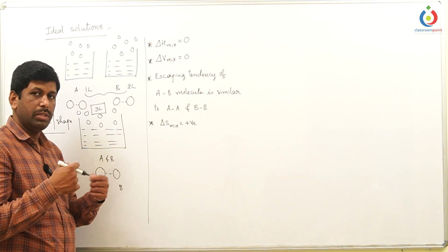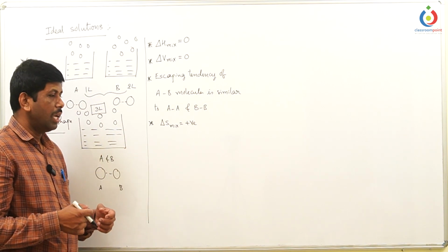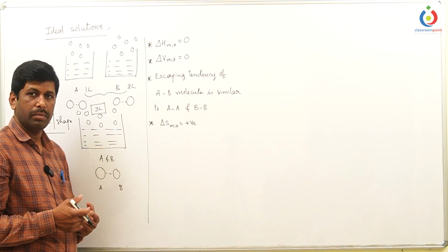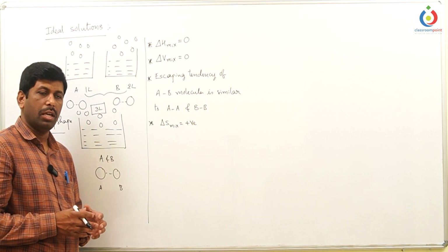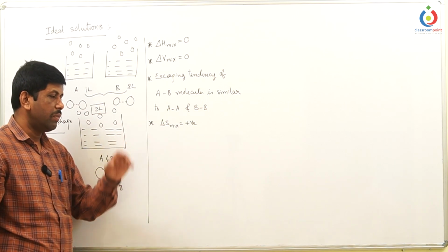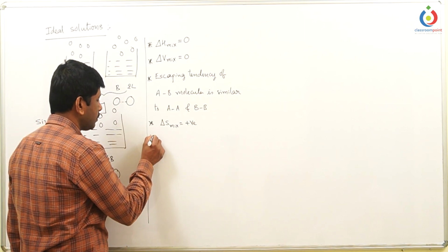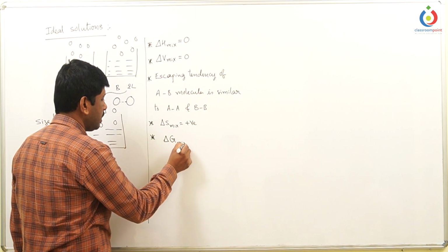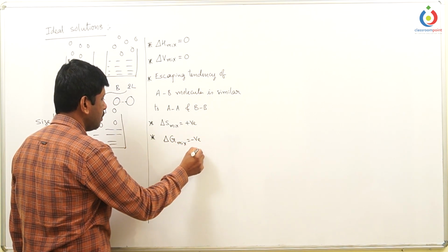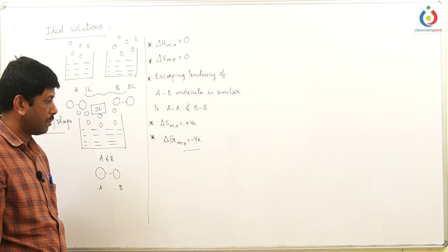By mixing themselves, it is showing that it is a spontaneous process, and the disturbance always increases. This holds for all types of solutions, both ideal solutions as well as non-ideal solutions. That is the reason why the change of entropy of the mixture is always positive, and delta G of the mixture is always negative.